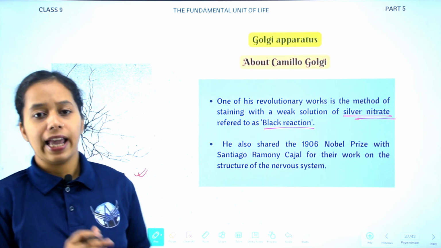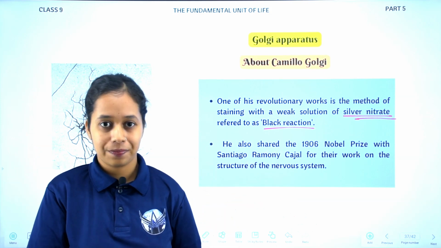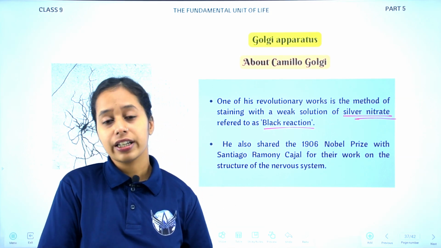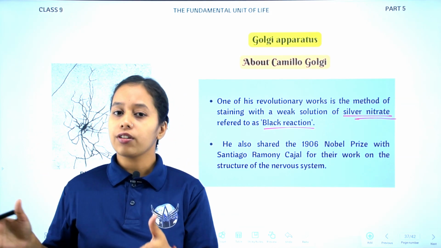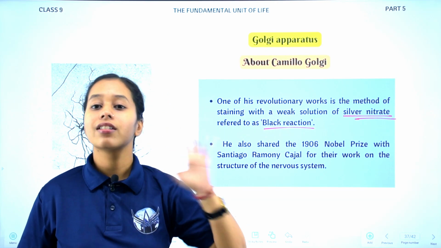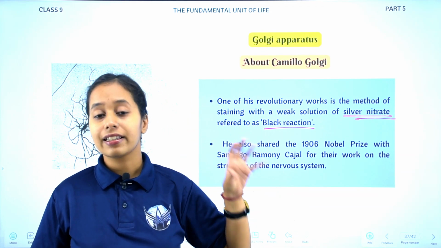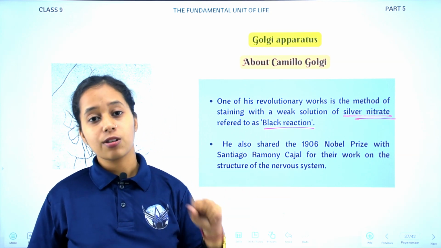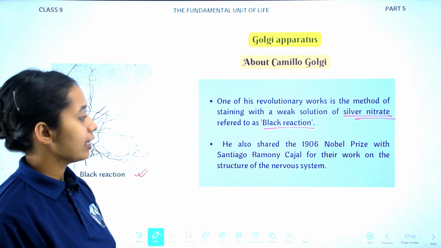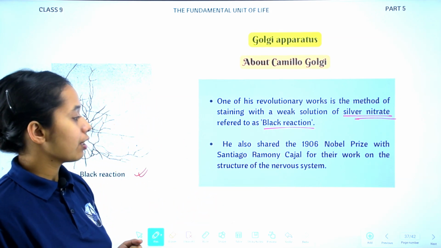At this point let me add that Mr. Golgi was very much interested in the nervous system, the nervous system of animals, of humans. So a major part of his studies, his experiments, his black reaction he conducted on the nervous system. And it was in the nerve cells that he first noticed the Golgi apparatus or Golgi bodies. He also shared the 1906 Nobel Prize with Santiago Ramon y Cajal for their work on the structure of the nervous system.